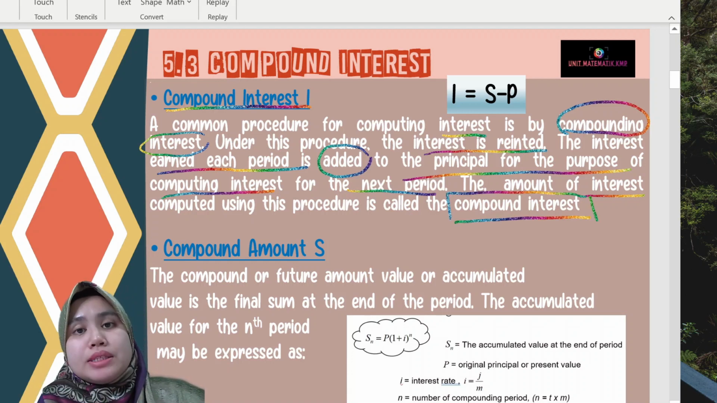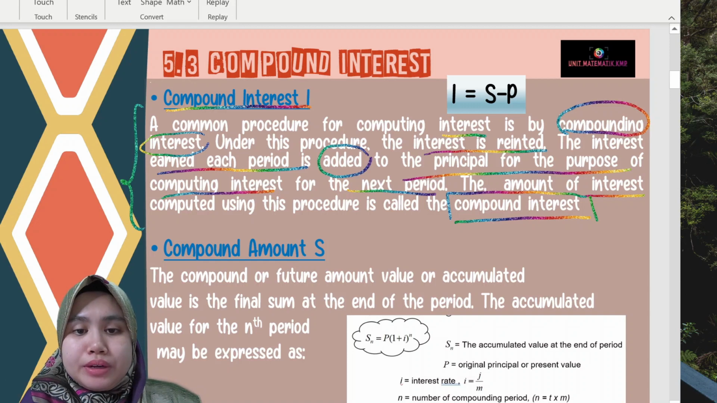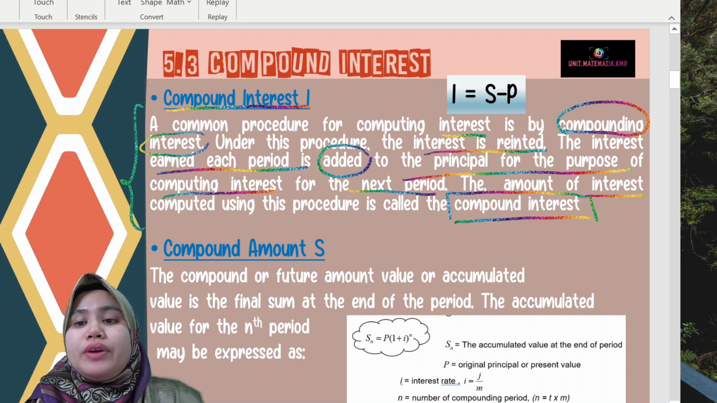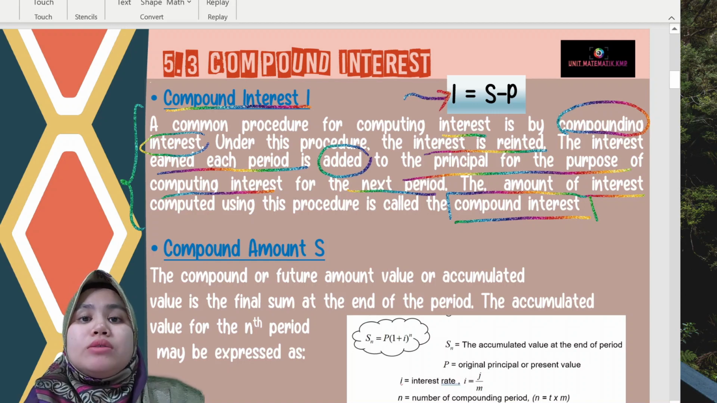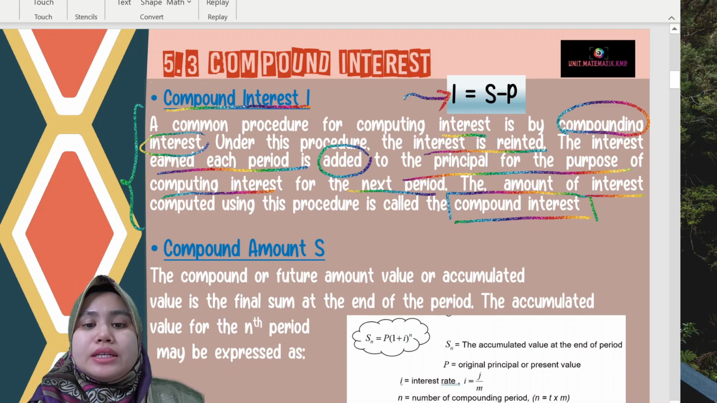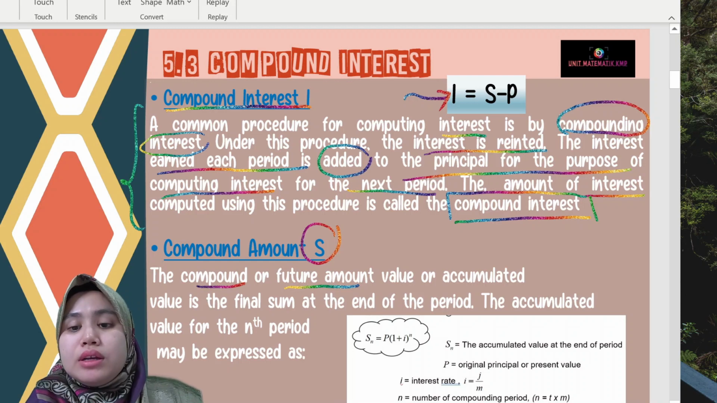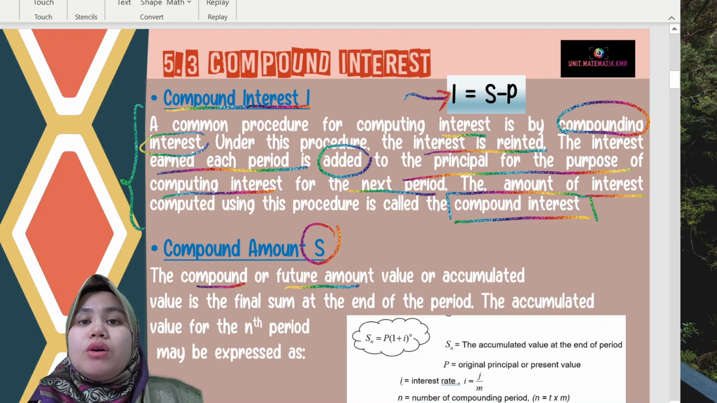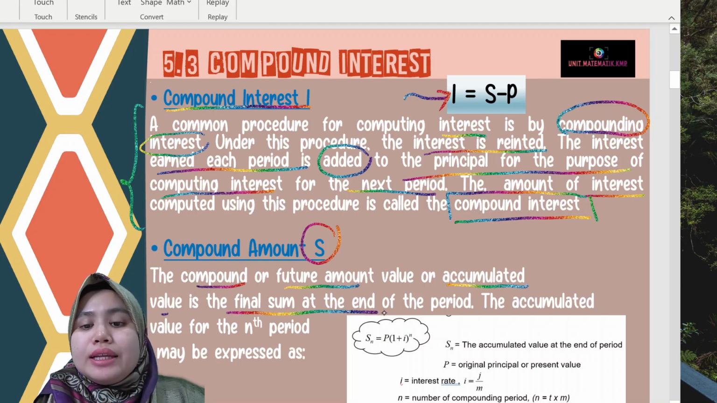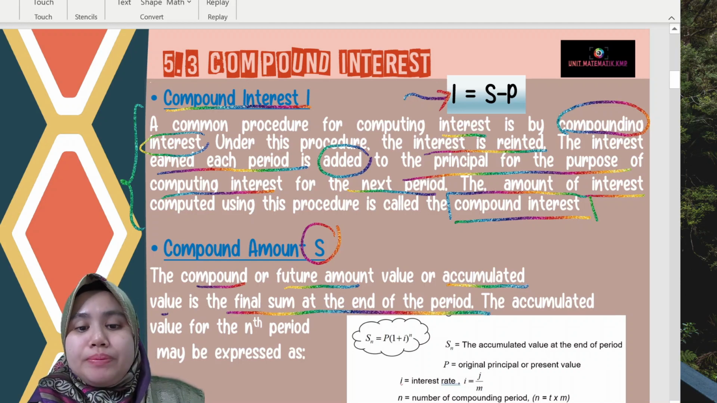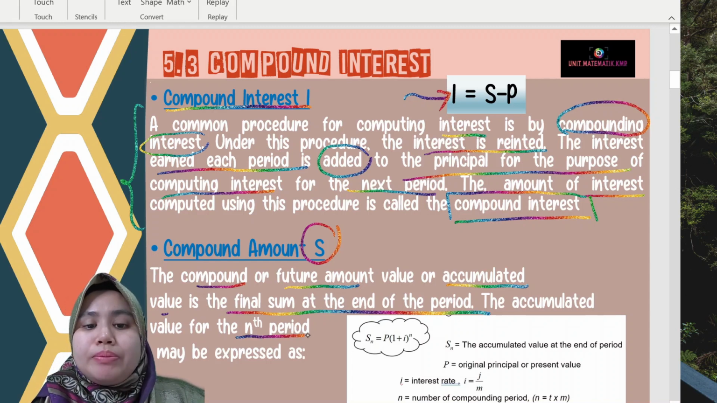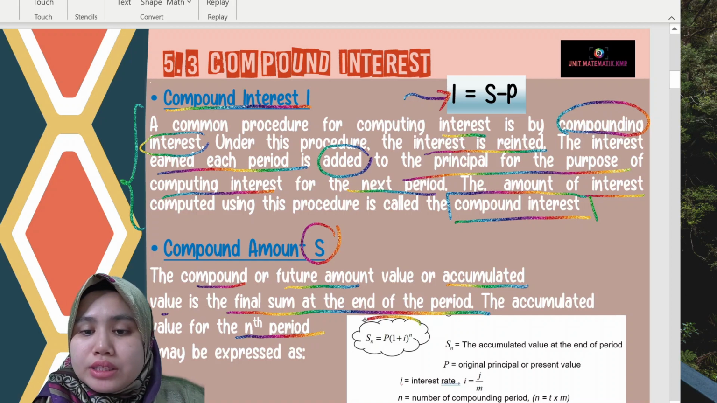Later we will see what our compound interest actually is, as stated in this paragraph. To find compound interest, you just take the total amount that you have, which is your S, minus your principal. Next let's look at our compound amount S. The compound or future amount, the total or accumulated value, is the final sum at the end of the period. The accumulated value at the end of the period may be expressed as, so here is our formula.